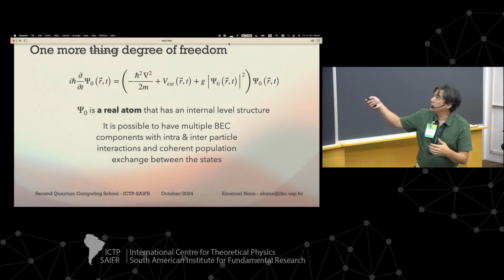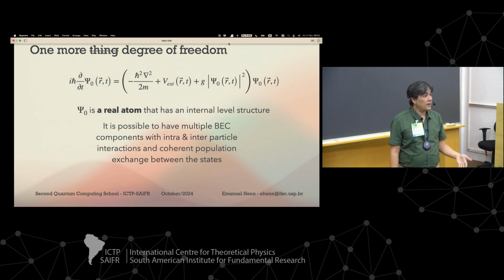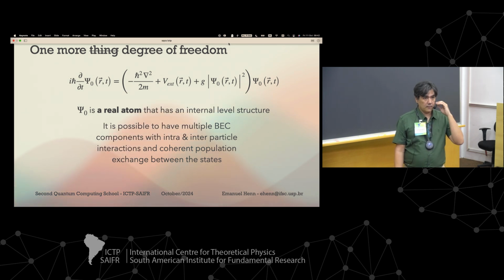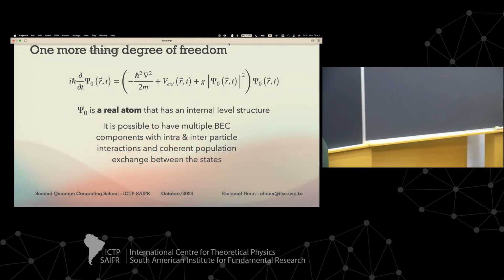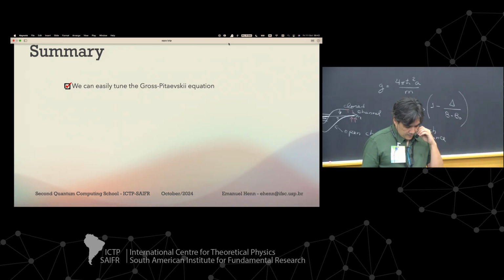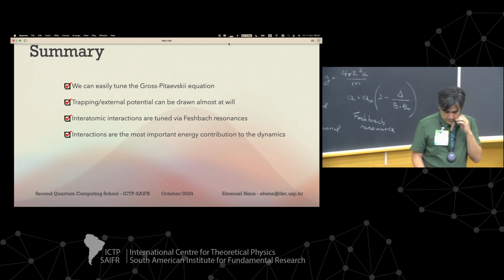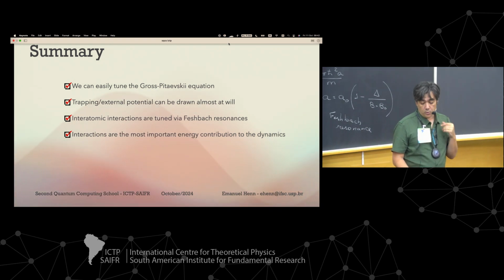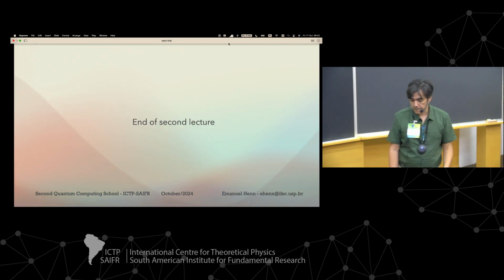So, Psi0 has an internal level structure, so one can play with that. Again, with the correct lasers, the correct frequencies for transitions between those levels. Okay, so this is another degree of freedom. Good. So, summarizing lecture 2, we can easily tune the parameters, and interactions are the most important energy contribution to the dynamics by far. Okay.